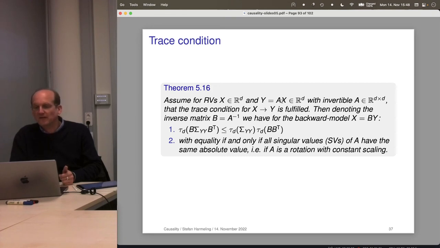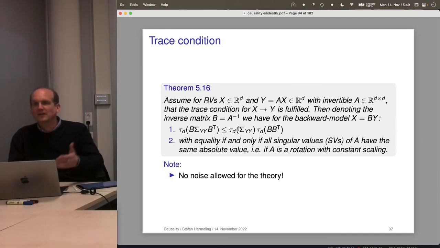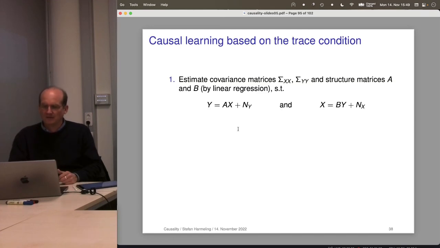So if we assume we have some interesting mapping with an interesting A, which is not a rotation, then the trace condition gives us yet another way to calculate an asymmetry between the forward and backward direction. Again, no noise allowed. Why no noise allowed? Because it messes up the trace condition. As you know, additive noise changes the covariance. Maybe you're just adding the covariance matrices. So you're really distorting this criterion.